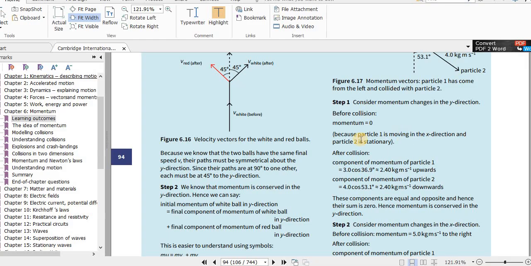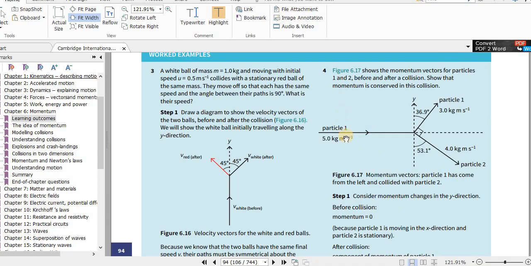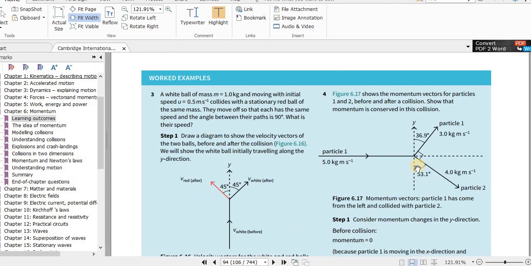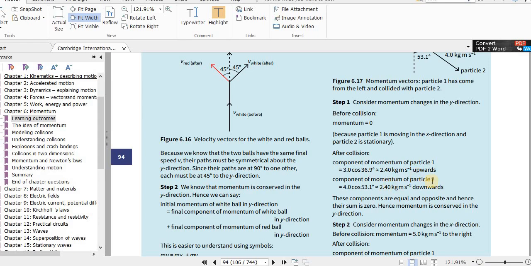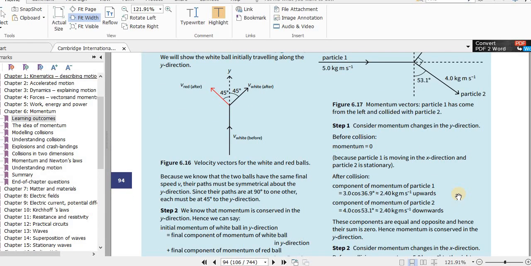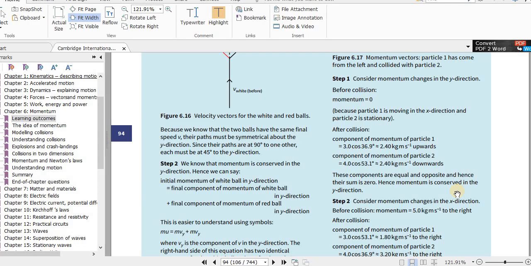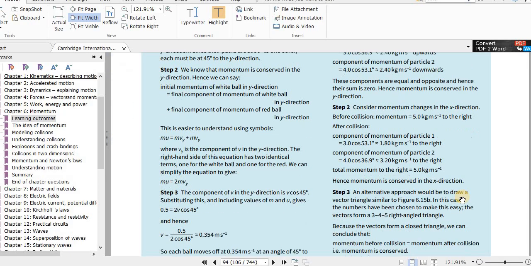Now what about the y direction? Here this is 0, here it will be this cosine this, then this cosine that. But remember, this is up, this is down, and momentum is a vector, so you need to consider the direction. That's why they say here upwards, here downwards. Their components are equal and opposite, and hence their sum is 0. Before collision in the y direction it's 0, so after collision also it's 0, because momentum is conserved. Hence momentum is conserved in the y direction.